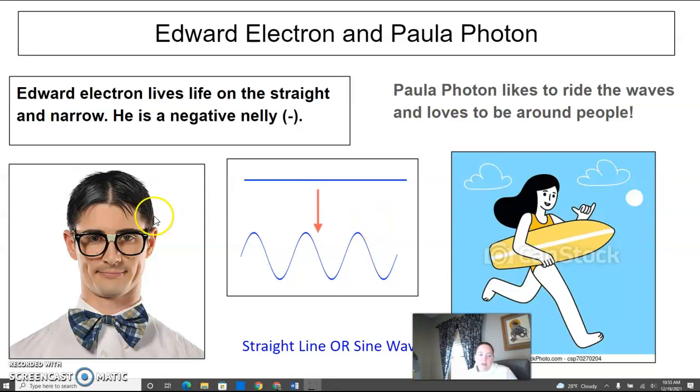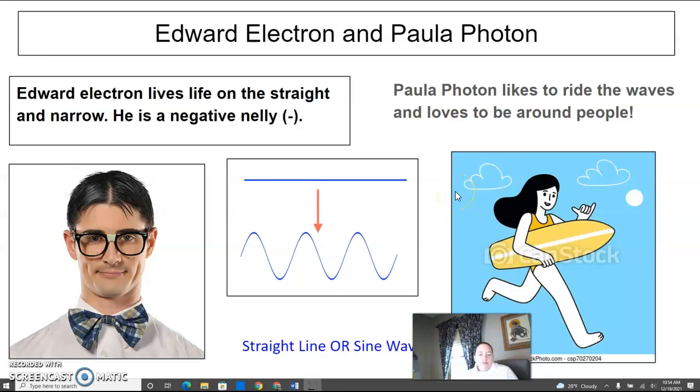This is Edward Electron and Paula Photon. Don't tease me about this. All right. Edward Electron, he lives life on the straight and narrow. He is a negative Nelly. Yeah, he's negatively charged, right? Paula Photon, she likes to ride the waves. She likes to be around people.